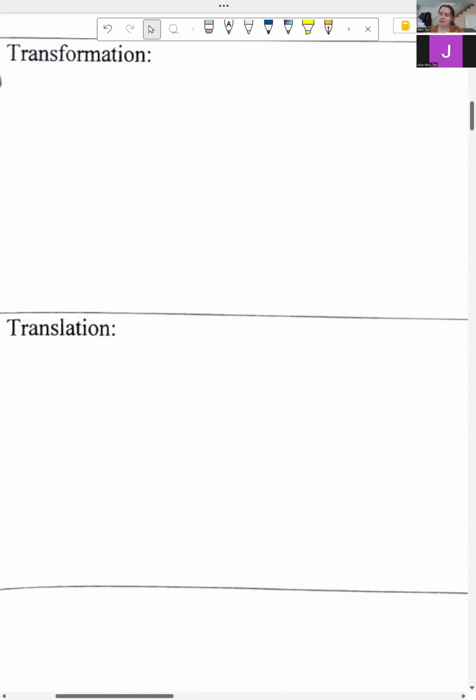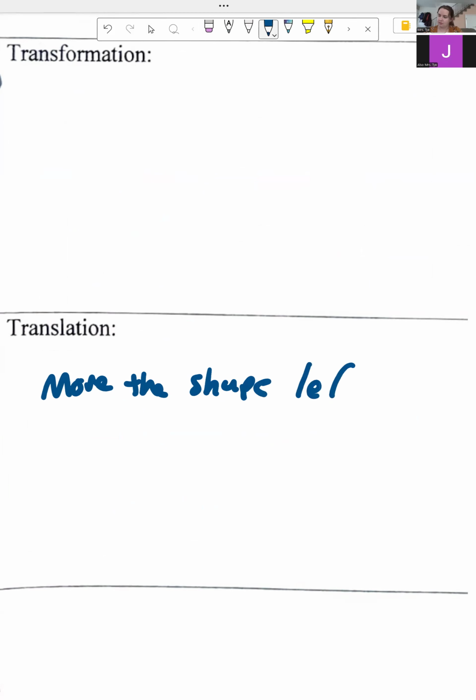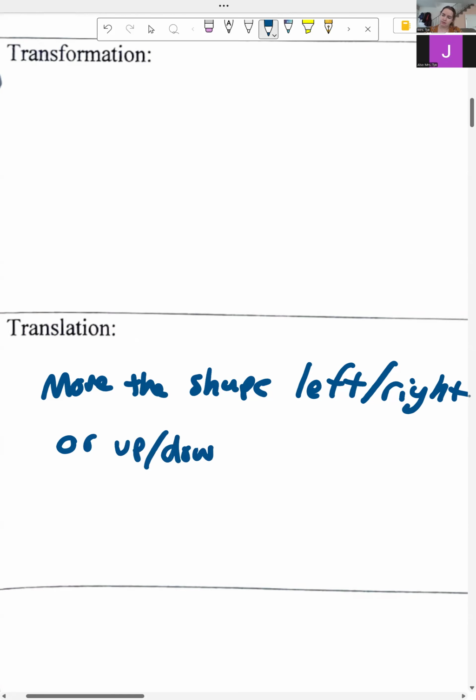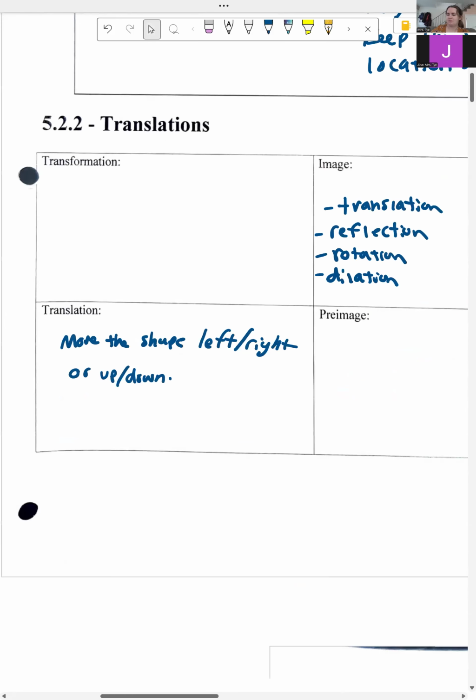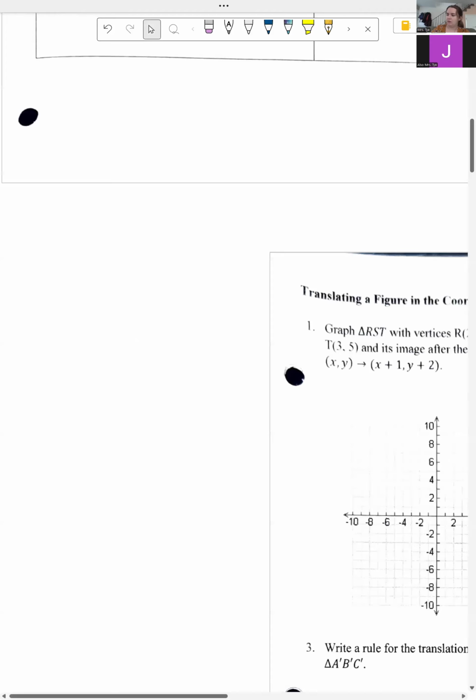Okay. It's when you move the shape left or right. I'm just gonna use a dash for that. Left, right, or up and down. Okay, and we've worked with translations a lot this year. We've done translations of linear functions and exponential functions. And I'm sure in middle school you've done transformations of shapes before, so hopefully this isn't gonna feel too new. Translation is the easiest of them all, so we're just gonna crank this out today.